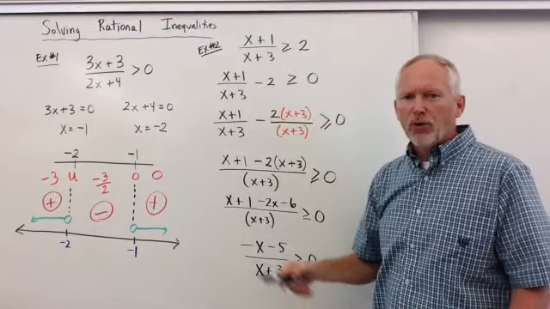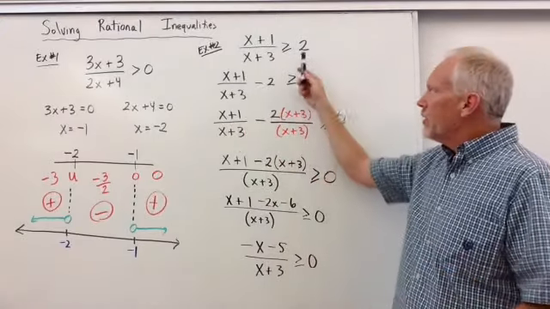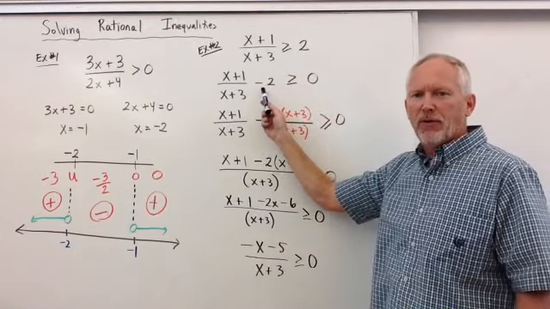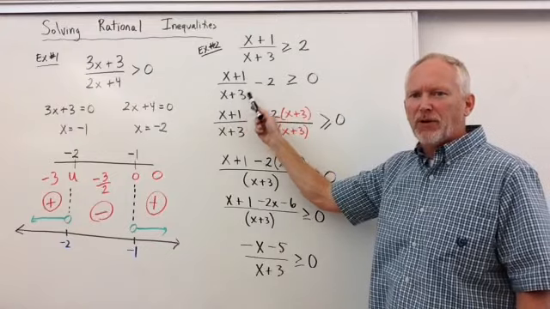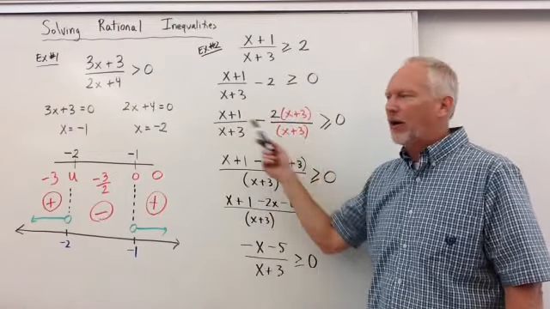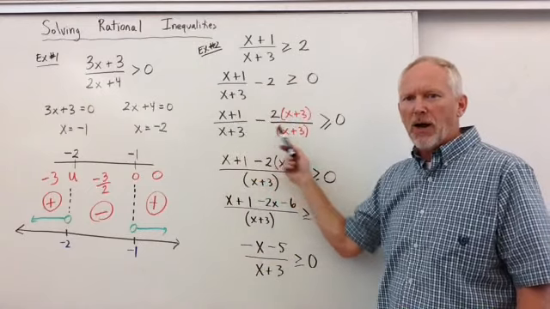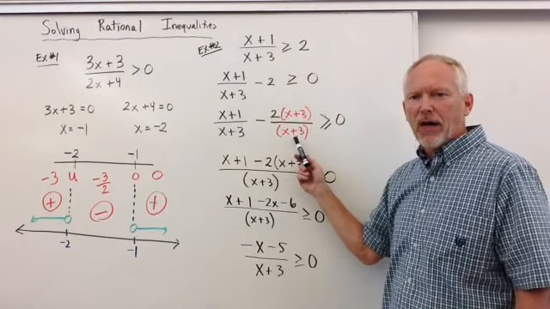Again, following one of the rules we had before, we got to get everything over. We want to know positives and negatives. So I move the 2 over through subtraction. And now we get x plus 1 divided by x plus 3 minus 2. Well, that doesn't work too well, so we need a common denominator. Here we have x plus 3. We might as well make another x plus 3. Multiply top and bottom, right?